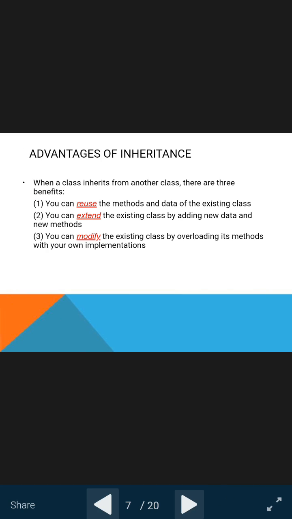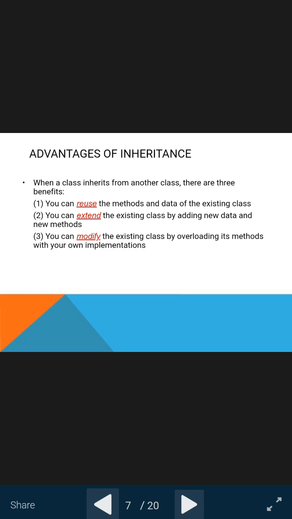Next is the advantages of inheritance. Let us discuss the advantages. The first one is you can reuse the methods and data of an existing class. We have two classes, parent class and derived class, or base class and derived class. The base class is the existing class. In that class we have some methods and some data members. In the derived class we are going to reuse the methods of the base class. So that is one advantage.